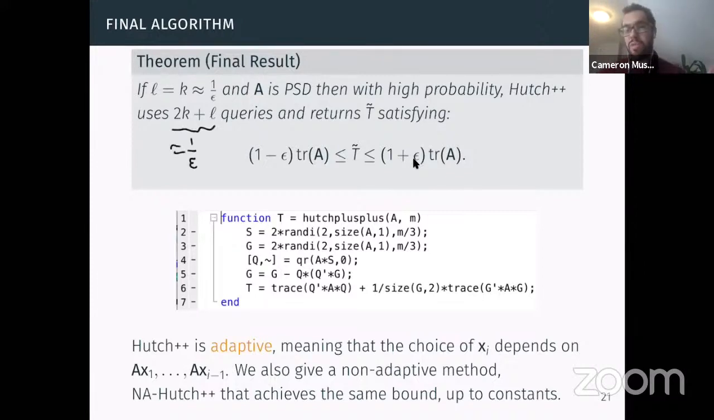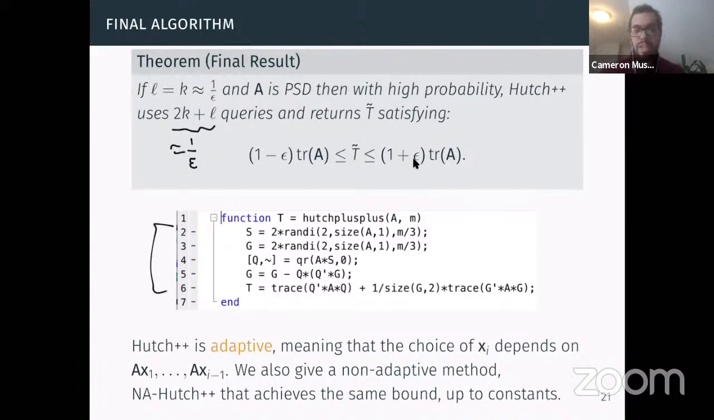This is my quadratic improvement on Hutchinson's estimator, but I get the exact same bound in terms of how well I approximate the trace. The code for this is pasted here. There are, I guess, five substantive lines of MATLAB. It just requires computing this random sketch of your matrix, taking an orthogonal span for that sketch, which gives you Q, then computing the trace of Q transpose A Q plus a trace estimate on the residual. So this is the whole method here. It's super simple to implement, nearly as simple as Hutchinson's method itself.